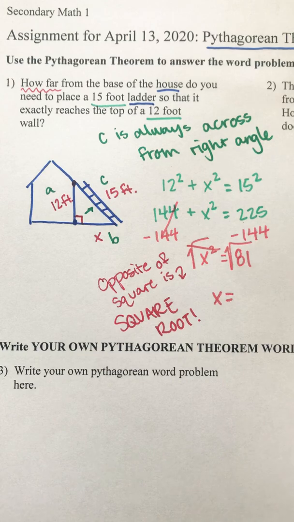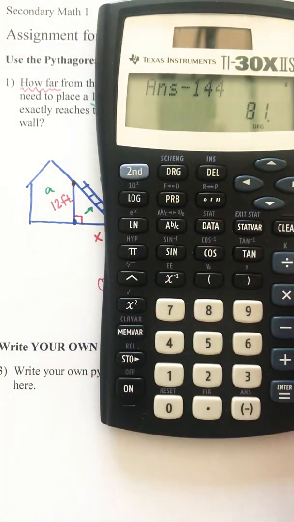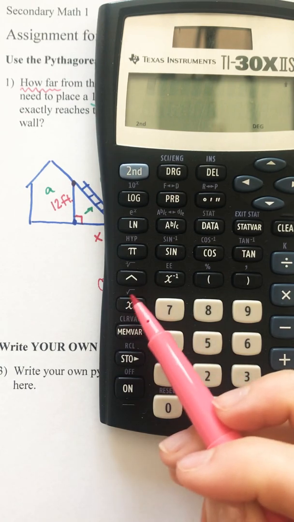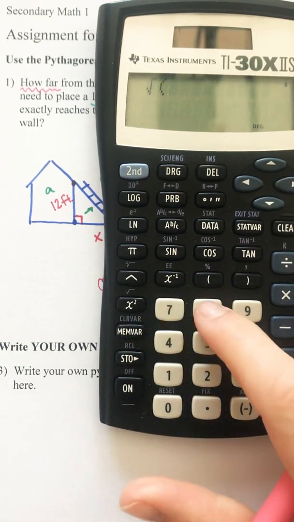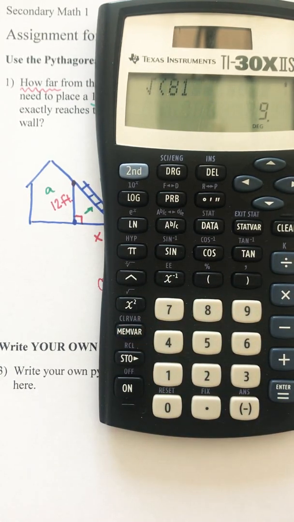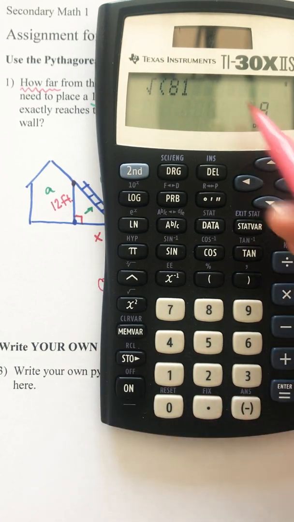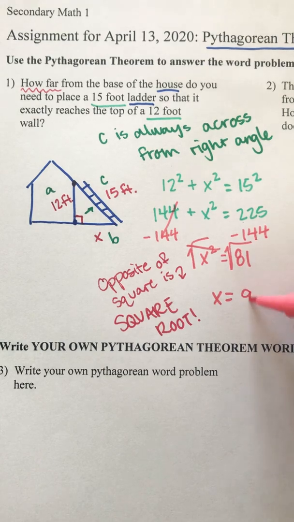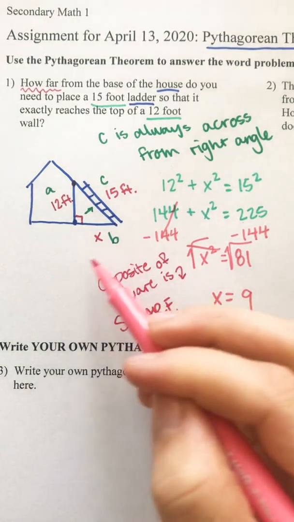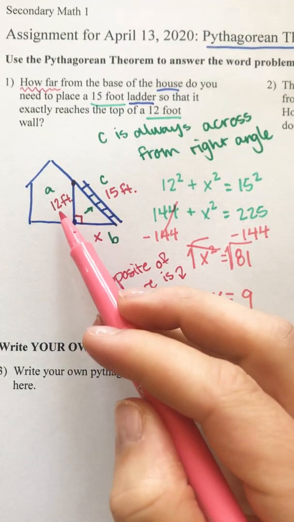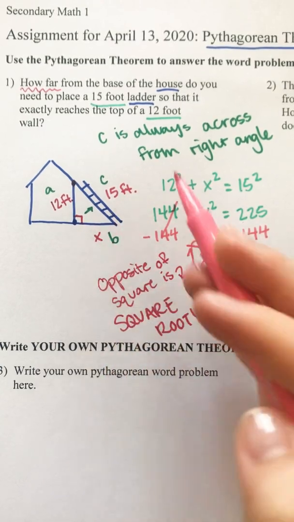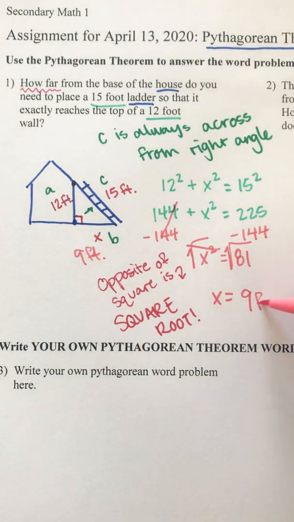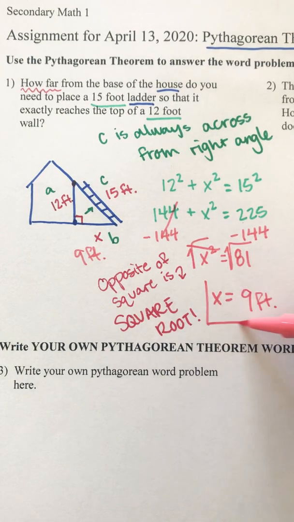Okay, and what do we know is the square root of 81? Okay, second, my little square symbol is right above this X squared. 81, we know that it is 9, because 9 times 9 will give me 81. Okay, so we know in this one, X is 9. Okay, but 9 what? What's our actual answer? 12 feet, 15 feet, 9 feet. It is 9 feet away from the bottom of the house.